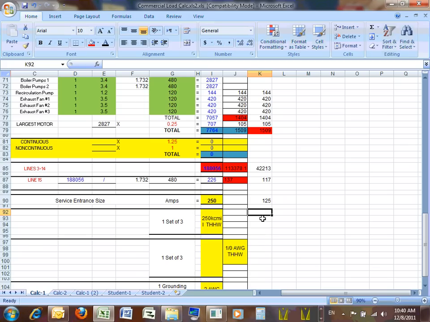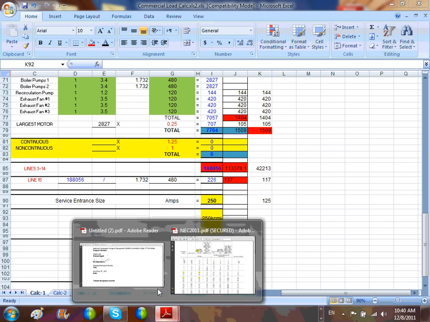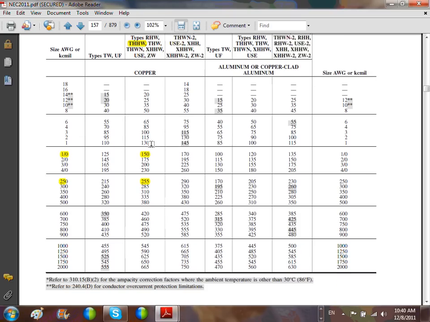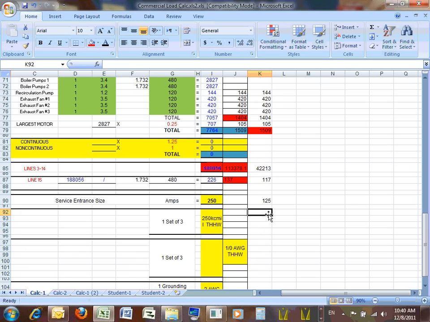125, and what's the panel size? What's the size from any NEC code book for 125? Right here, 125 amp panel, 130. So 125, I'm looking at number one, but number one cannot carry more than 100, so I'm looking at 1-0. Because up to number one you have to limit it to the 60-degree column.